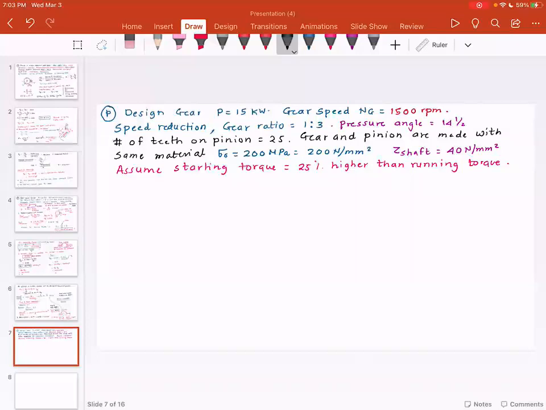So this problem is solved in 2 steps. We have to find the gear parameters, design the gear, then use the information from the gear and design the shaft. But one thing that is important to note is that they did not specify how the gear is mounted. That means it is not stated whether the gears are attached like this or the gears are attached like this.